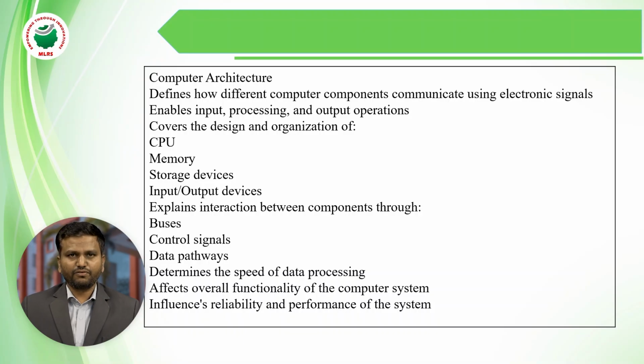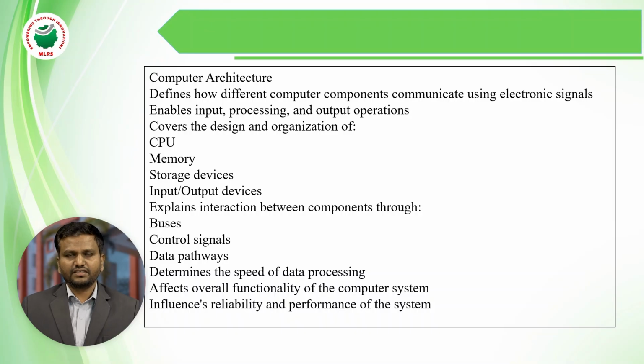The data will flow through one of the paths, like register to register. The control signal will control the data path, and the instruction will be executed inside the system, like inside the CPU. This determines the speed of data processing, affects the overall functionality of the computer system, and influences the reliability and performance of the system.